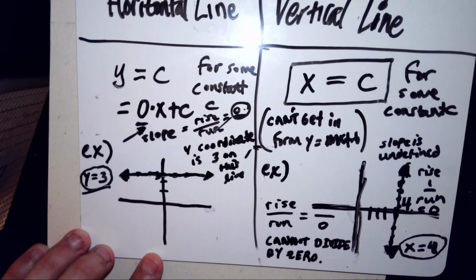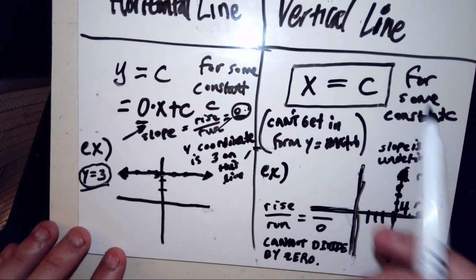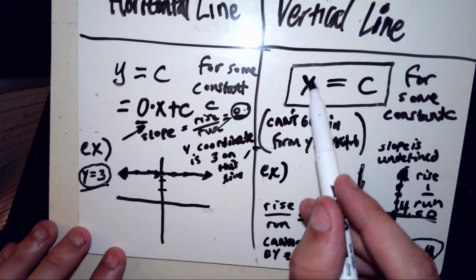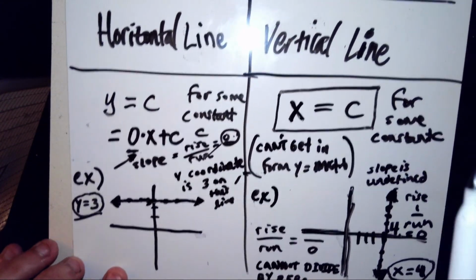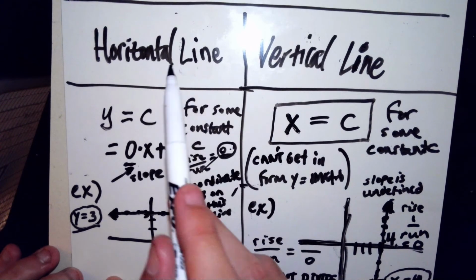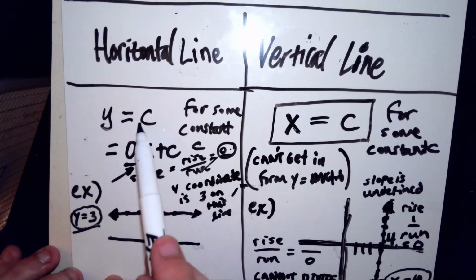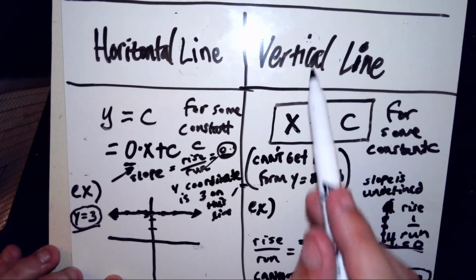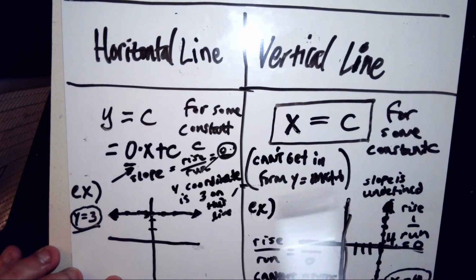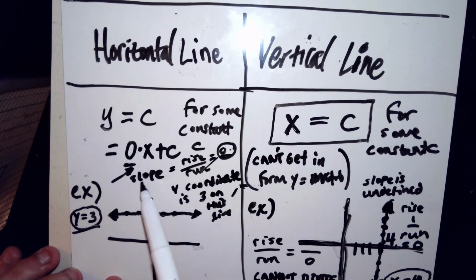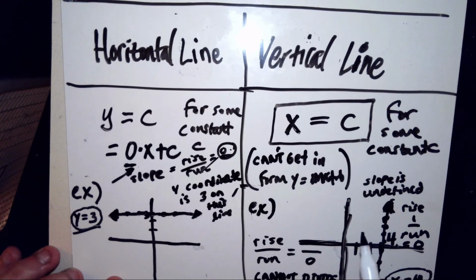So the slope is undefined, and the way that we represent vertical lines is x equals c. So yeah, let's just summarize really quickly. For horizontal lines, they're of the form y equals c. For vertical lines, it's of the form x equals c. For horizontal lines, the slope is 0, and for vertical lines, the slope is undefined.